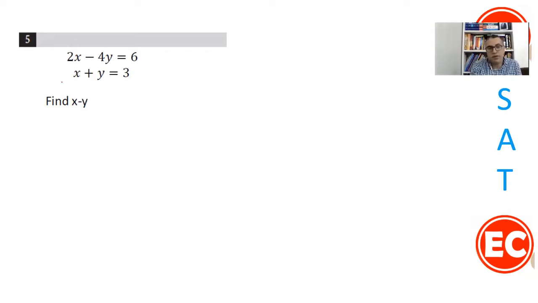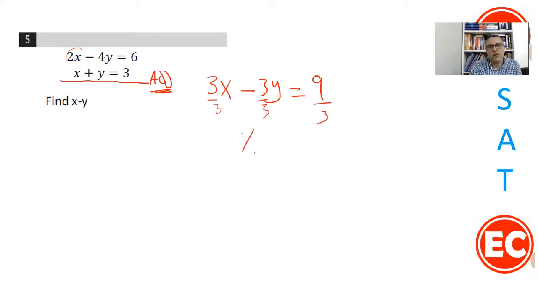One of the ideas is to add the two equations directly. Why? 2x plus x is 3x, and -4y plus y is -3y, is equal to 9. And if you divide this equation by 3, it will give you directly x minus y is equal to 3. So x minus y is equal to 3. I didn't find the value of x, and I didn't find the value of y. I figured out the difference between them directly. This is one of the methods.